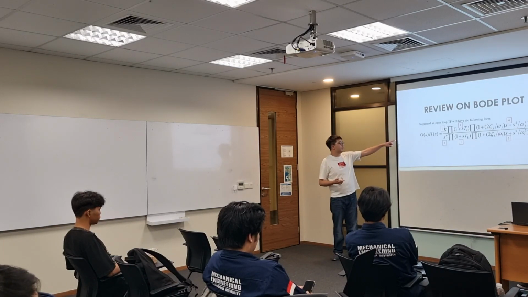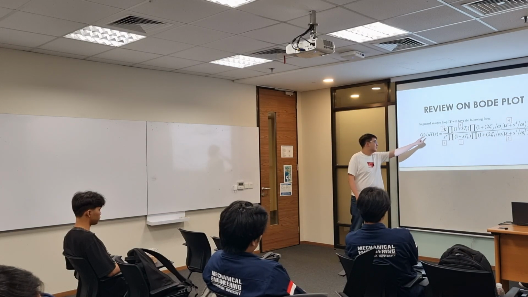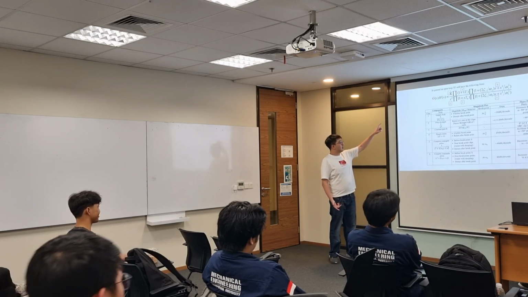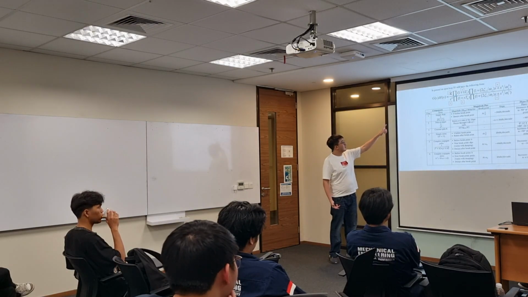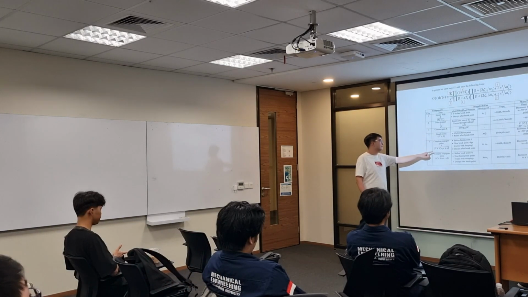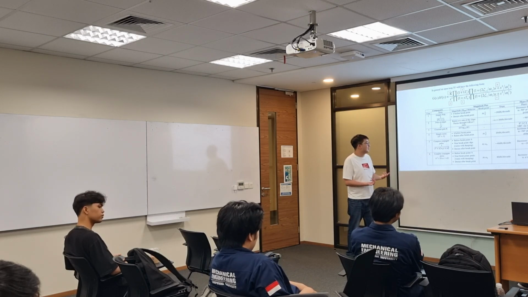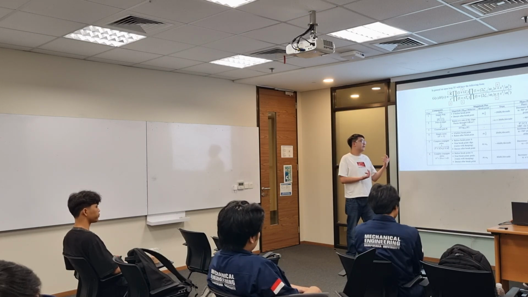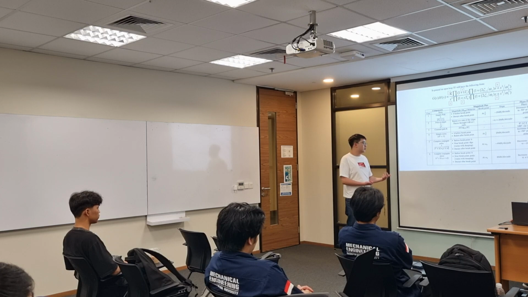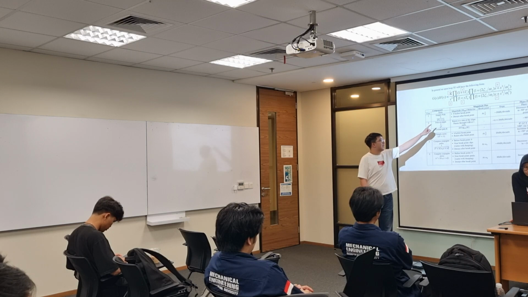Now this is the review of the Bode plot. In general, an open loop transfer function will have this following form, H(s) equals this. Now we are going to see these 6 cases for the open loop transfer function. The first case is the simple pole, the second case is the pole at origin, the third case is constant gain, the fourth case is simple zeros, the fifth case is complex conjugate poles, and the sixth case is complex conjugate zeros.